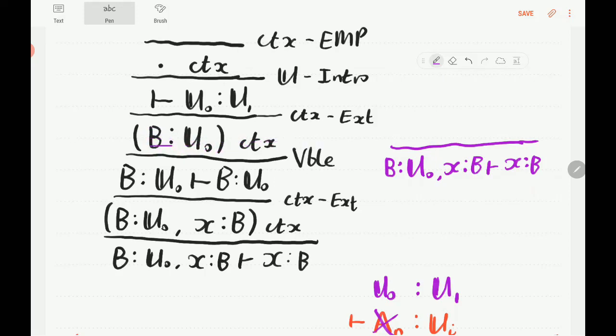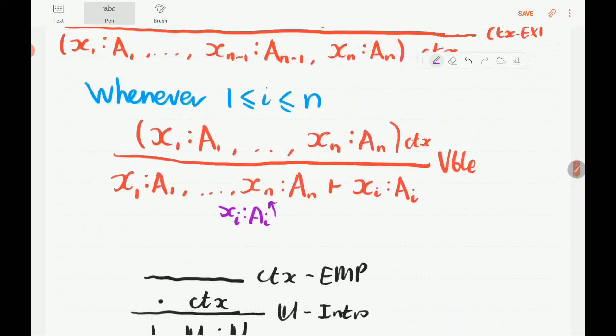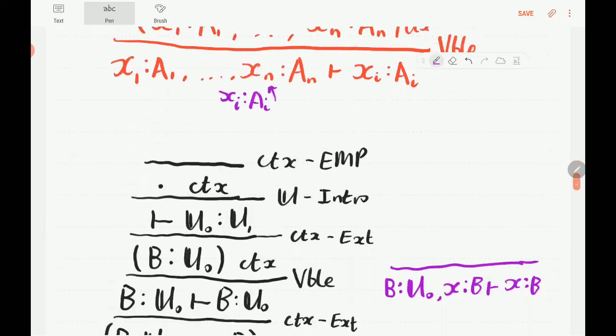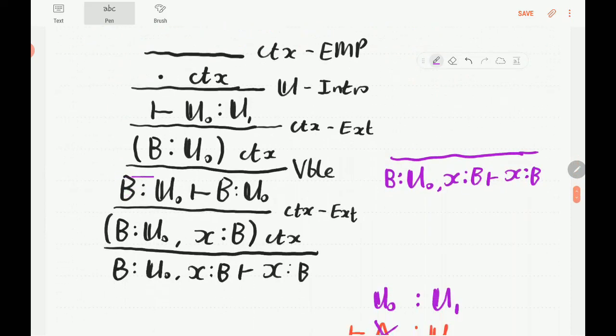So now we have this context, which is saying that we have this variable b of type u0. Essentially, it's saying that we have this context involving this kind of variable type b. Now, the next thing we can do is apply this VBLE rule, which is basically just saying that when we have a context, we can get that that context entails any entry in that context. So we can now get that B is in the type universe entails that B is in the type universe.